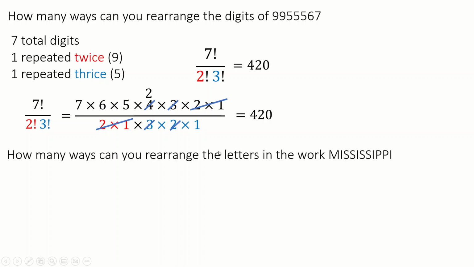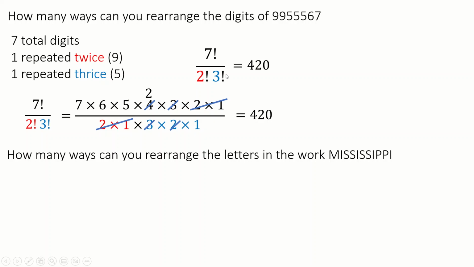Now let's do another one. So this is a classic question. Every single university maths undergrad will be asked this question at some point. How many ways to rearrange the letters in Mississippi to make any word just with those letters? Well, you count the number of letters, 1, 2, 3, 4, 5, 6, 7, 8, 9, 10, 11.